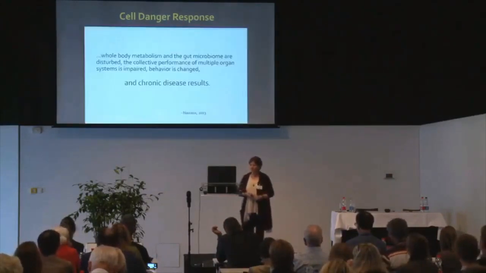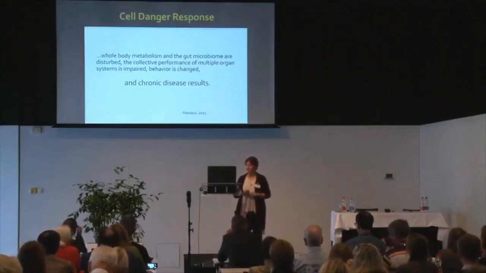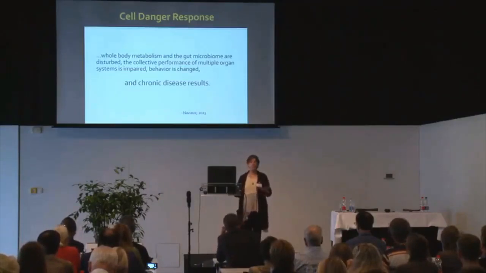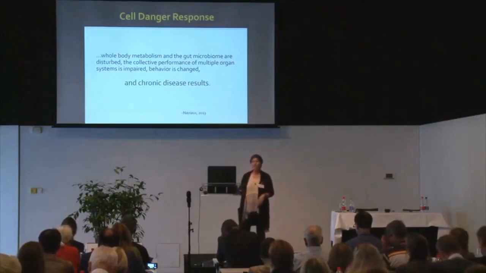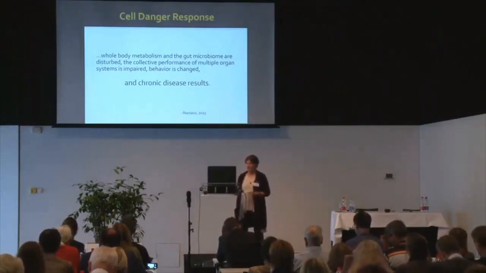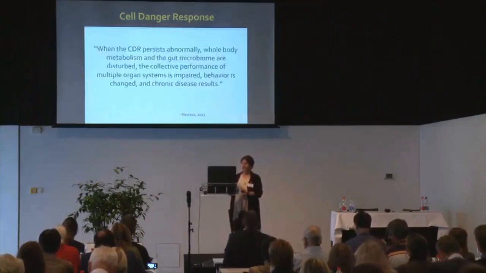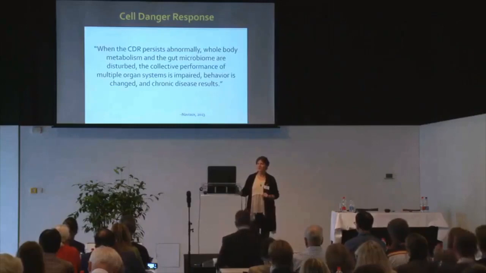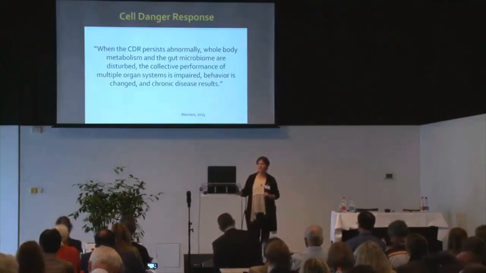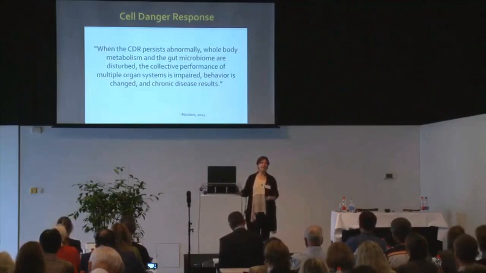So the cell danger response is an evolutionarily conserved metabolic response that protects cells and hosts from harm. It's triggered by chemical, physical, or biological threats that exceed cellular capacity for homeostasis. When the cell danger response persists abnormally, the whole body metabolism and gut microbiome are disturbed. The collective performance of multiple organ systems is impaired, behavior is changed, and chronic disease results.